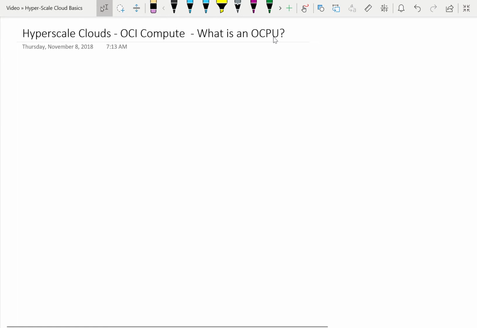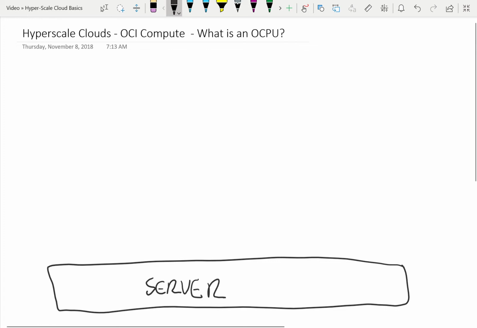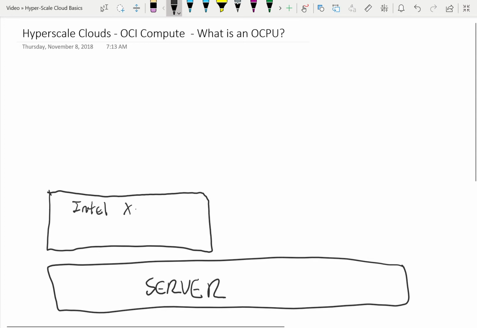So to illustrate this, I am going to basically draw out a server at Oracle. We'll just call this a server. And this particular server is going to have two separate sockets on it. So let me draw out the sockets. Socket 1, this is going to be an Intel Xeon, and it's going to have 24 cores and 48 threads. The threads are because of hyperthreading.